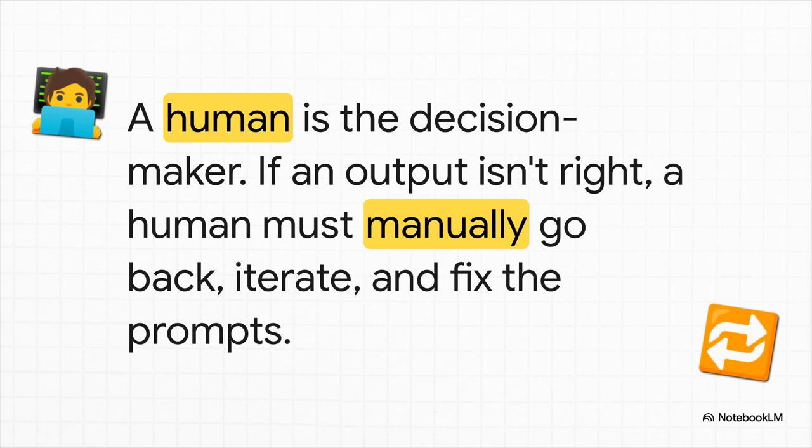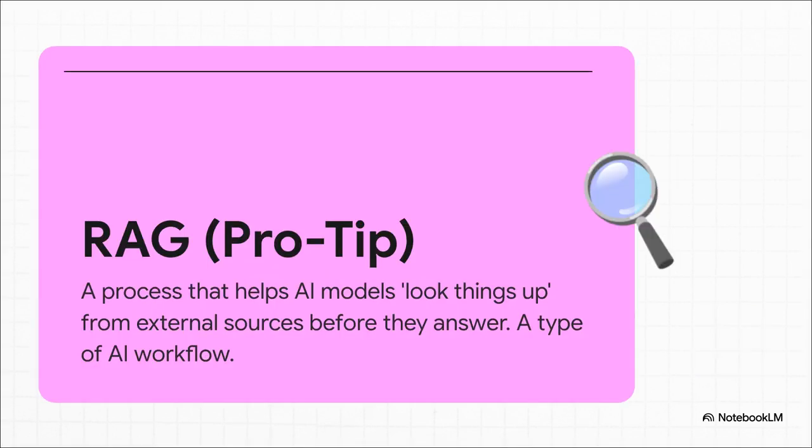All the trial and error, all the iteration, that's on you. Now, quick pro tip. You might hear this really fancy-sounding term thrown around, RAG. It stands for Retrieval Augmented Generation. Don't let the name scare you. All it means is giving the AI the ability to look stuff up from somewhere else before it gives you an answer. So it could look up your calendar, or check the weather, or search your company's internal documents. It's really just a specific, powerful type of AI workflow.